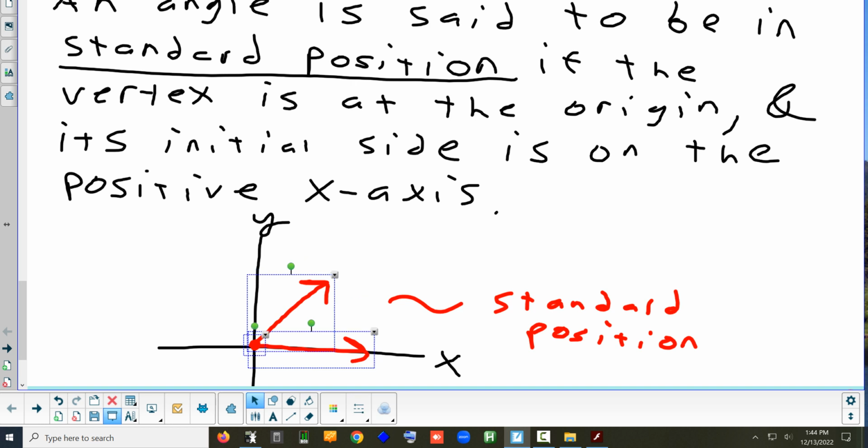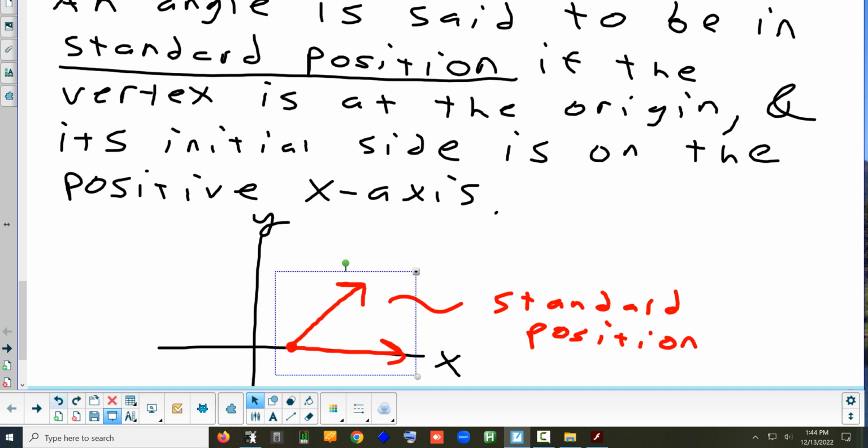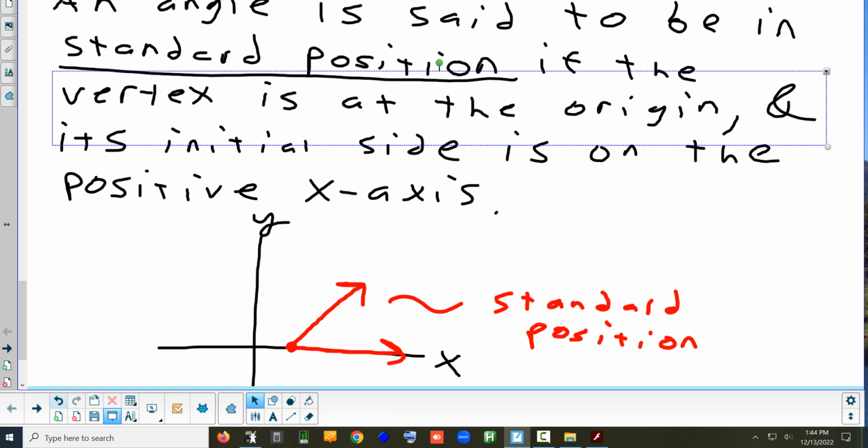Now, let's say I did this. Just put that. Okay, is that still standard position? No? Why? What's wrong with it? The vertex is not at the origin anymore. Okay, the vertex has to be at the origin. The initial side is still on the positive x-axis, so that's good. But we need it at the origin.